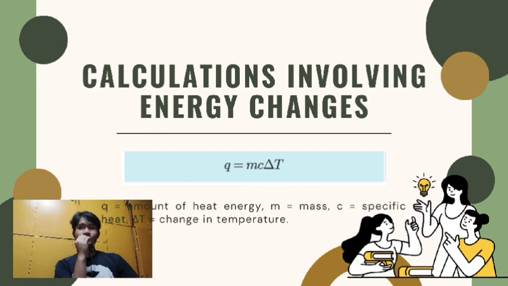Calculations involving energy changes. There are two situations we have to consider in calculations involving energy flow in and out of material. In calculations where no phase changes are involved and under constant pressure, the amount of heat is calculated by means of the equation on the screen, where Q is the amount of heat energy in joules, m is the mass in kilograms, and c is the specific heat, and change in T, delta T, is the change in temperature.